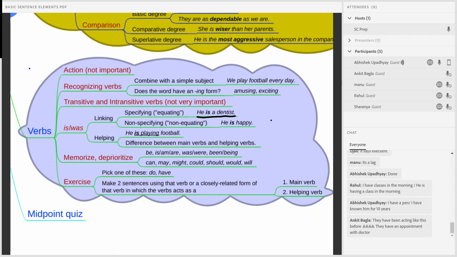Have known is not a helping verb. No, have is the helping verb. Have is the helping verb. Very good. So have known is the main verb. Yes, sir. Have is a helping verb. And known is that other verb form. The name for it is a past participle. Again, I don't want you to categorize that yet because we've not discussed it. All right, good. Ankit, please go ahead.